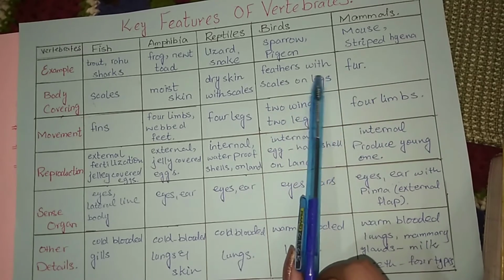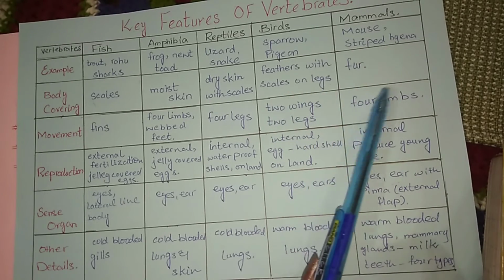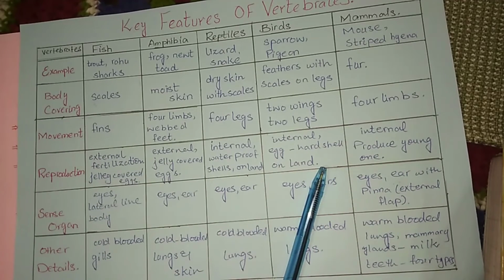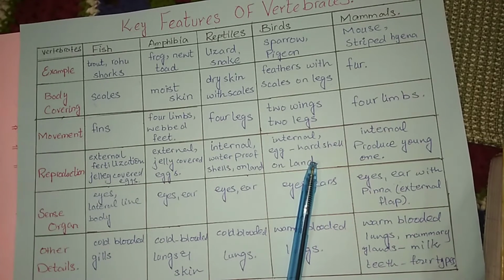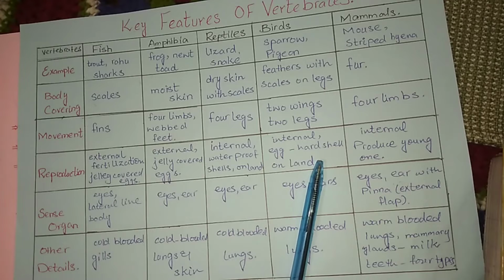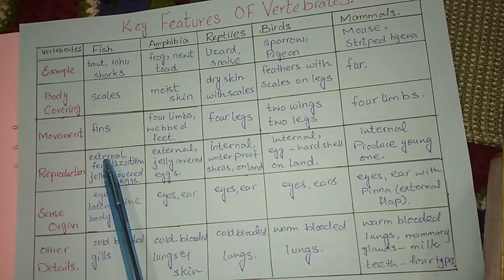Mammals have fur or hairs on their bodies. Okay ji, now the third point is movement: how all the animals of each class move. Fish move through fins. They have fins to swim through them.